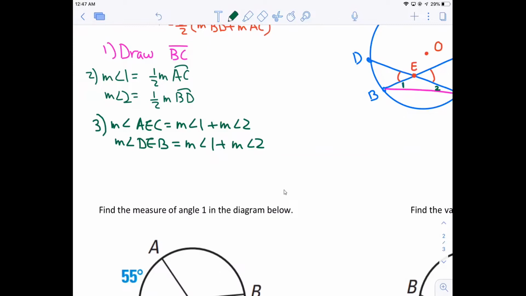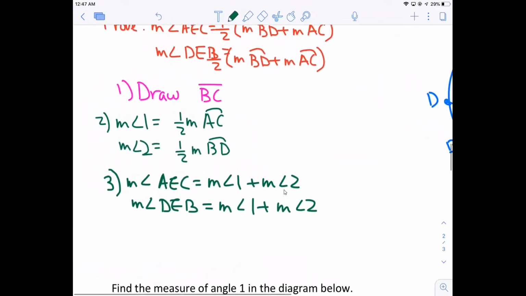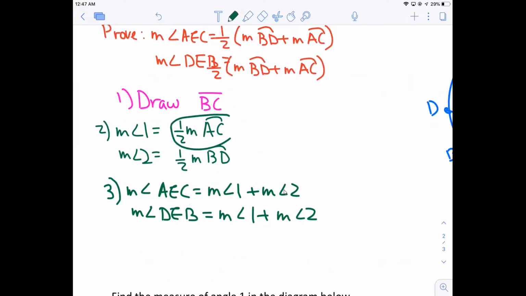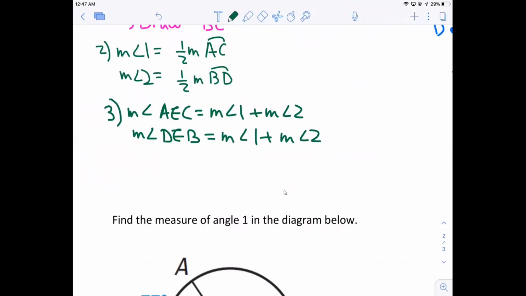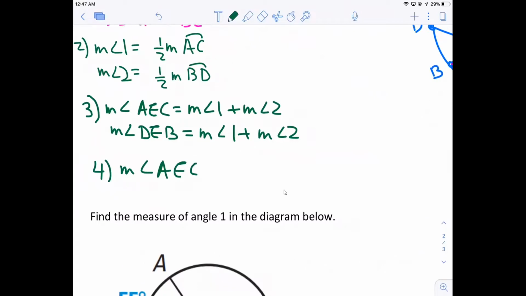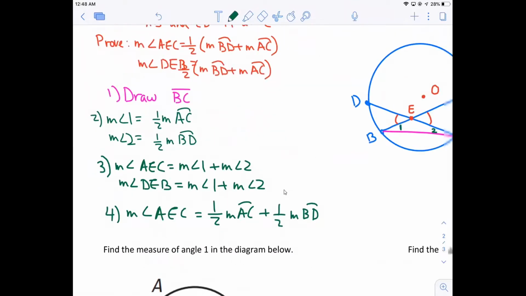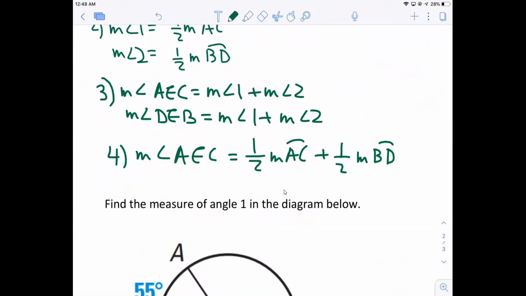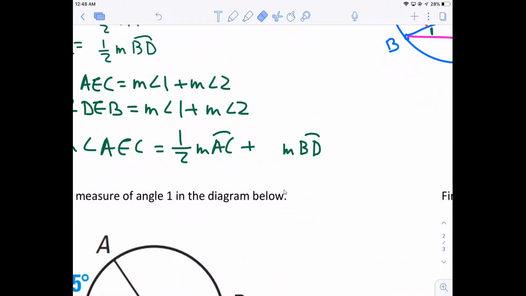But lastly, well, can't we do a substitution now? Here's the measure of angle 1. It's half of the measure of arc AC. Measure of angle 2 is half the measure of arc DB. Let's do a substitution, and we are going to be done with our proof. Because step 4, once I do that substitution, the measure of angle AEC is going to be half the measure of arc AC plus half the measure of arc BD. And that's the same statement as that if you distribute. So if you want to say factor out the half or something like that, go ahead. But I don't think that's necessary.